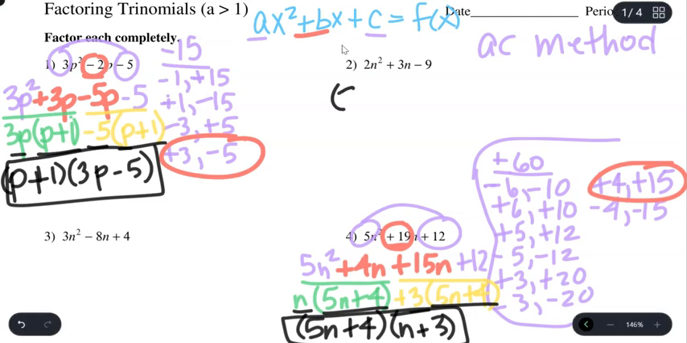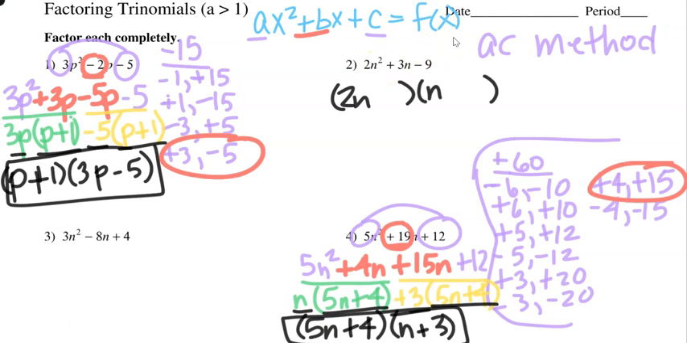I know that since it's 2n, my only possibilities can be 2n and n. There's no other way I can split this apart. I also know that my two factors have to either be 9 and 1 or 3 and 3. And one's got to be positive and one's got to be negative. So I'm looking for two factors that add up to positive 3. Again, I'm showing you, those of you that are more advanced, how you can figure this out.